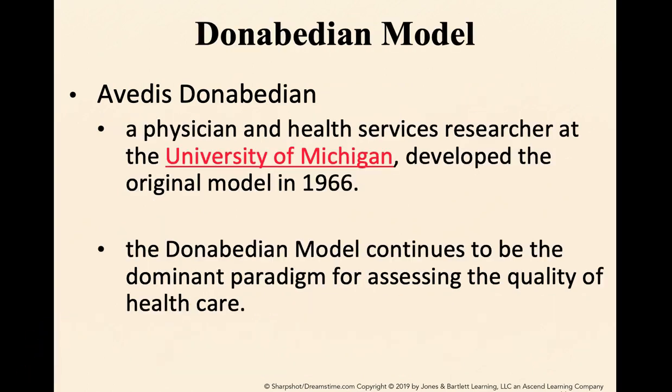So this particular paradigm that Avedis Donabedian put together is called the Donabedian model in examining quality of healthcare. He was a physician and a health services social scientist researcher at the University of Michigan. And this model goes back more than 50 years. He developed this in 1966. No matter how long ago he actually put this together, the Donabedian model is still the dominant paradigm in how social scientists assess the quality of healthcare in the United States.